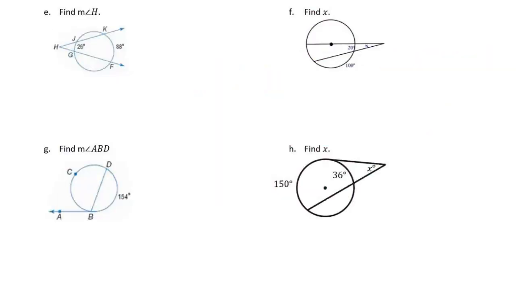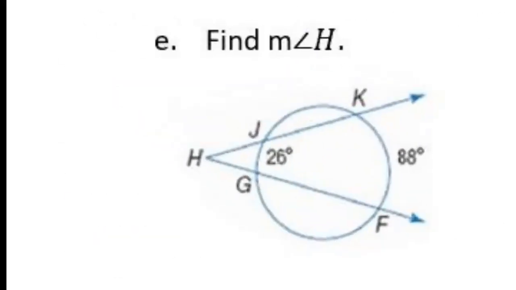So now we're looking at part E. It says find the measurement of angle H. Is that a central angle? Is the vertex of the angle at the center of the circle? No. Is this an inscribed angle? Is the vertex on the circle? Inside angle. So is this an outside angle? Yes. My outside angle is right here, angle H.